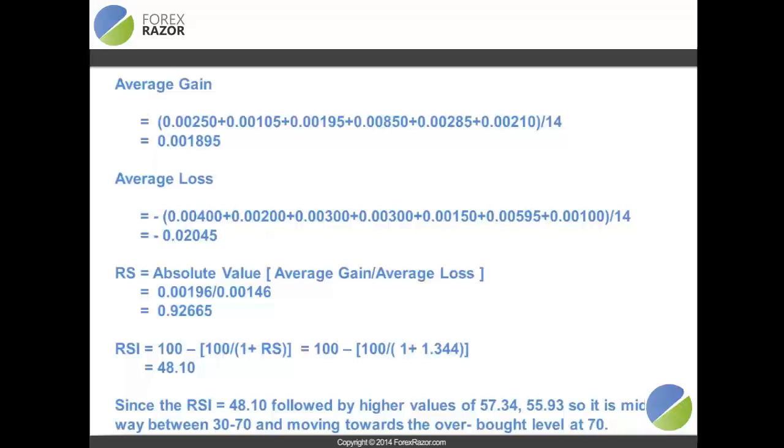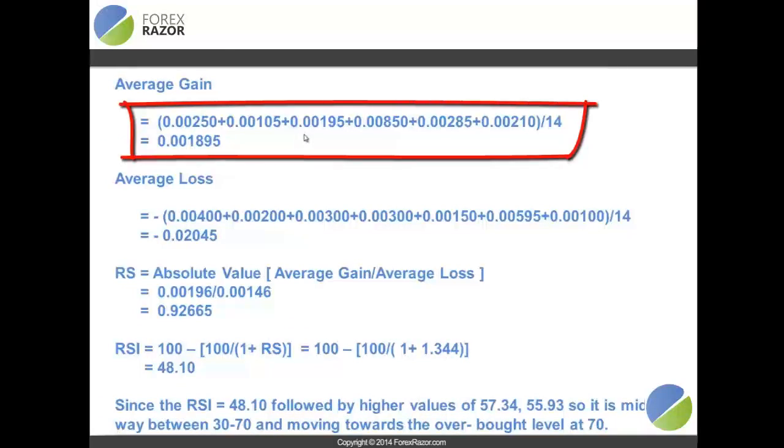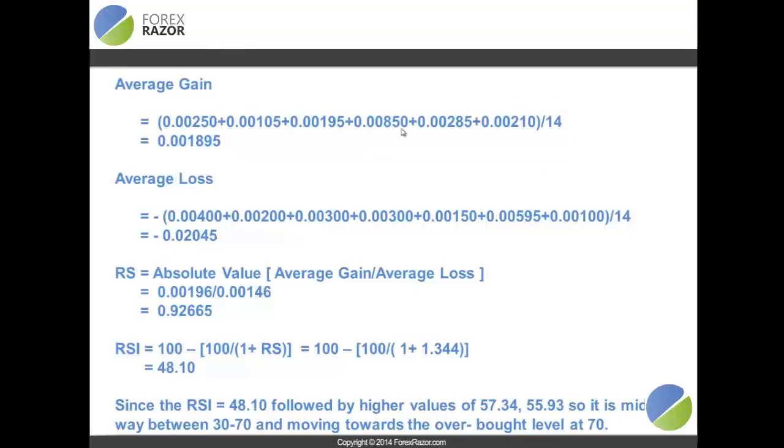Here we explain how the average gain was computed. These are the readings of the average gain from day 1 until day 14. The sum of those average gains, the 6 readings, divided by 14 gives us the average gain over the first 14 days period. Similarly, we calculate the average loss as the sum of the loss between the first 14-day period divided by 14.